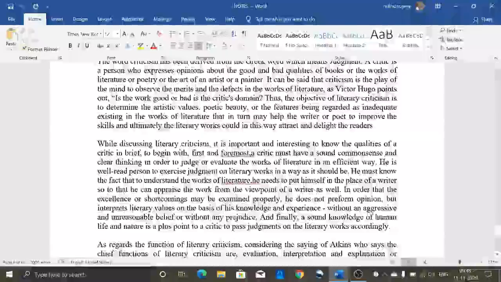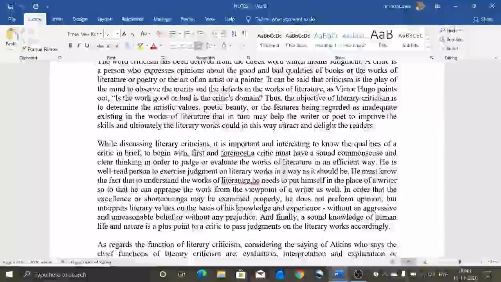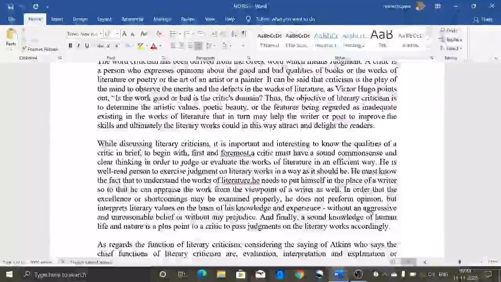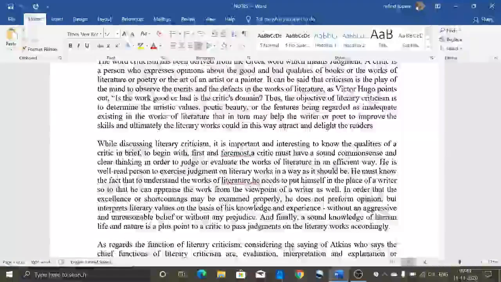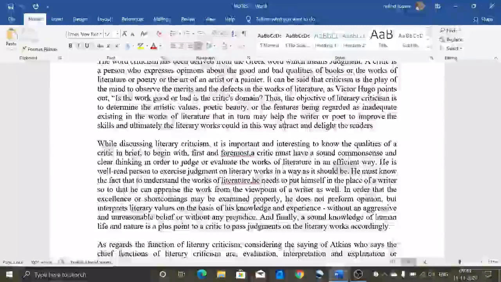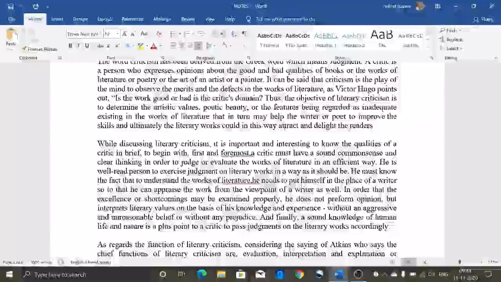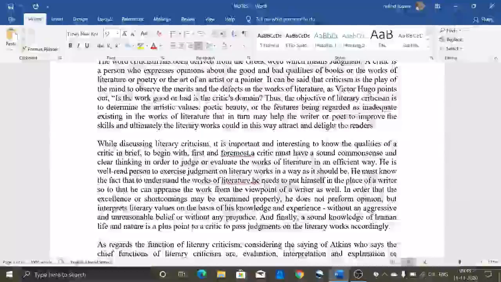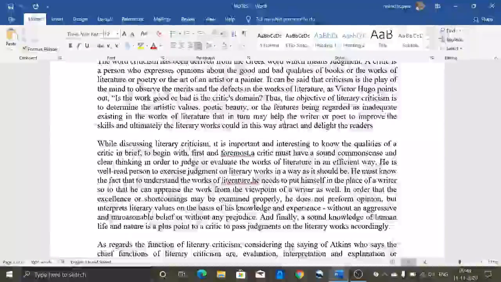If I have not read a lot of literature, how am I going to analyze or judge a literary work of art? If I have not read anything, I do not have any authority, any right to say that this literary work is good or bad. But if I have read a lot of books, a lot of poetry, not only in my language but also in other languages' literature too.